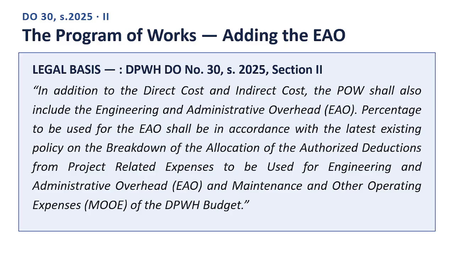End quote. This is the one extra layer that turns an approved budget for the contract into a complete program of works. The Engineering and Administrative Overhead percentage is not fixed by this particular order. It is governed by a separate, continuously updated Department of Public Works and Highways policy, so always check for the current rate. Next slide. Standard forms, realistic pricing, and supersession.